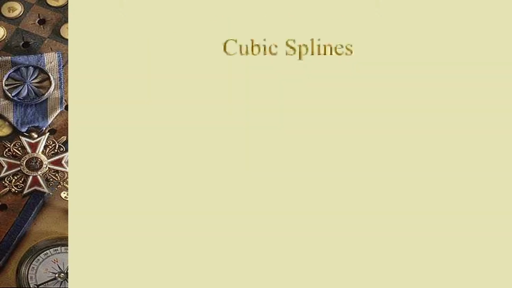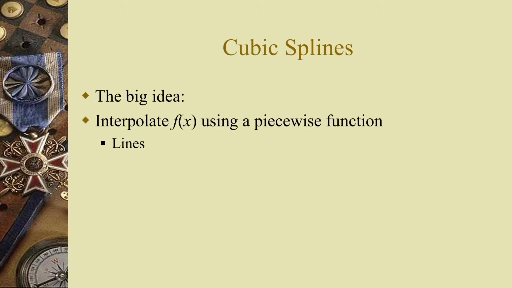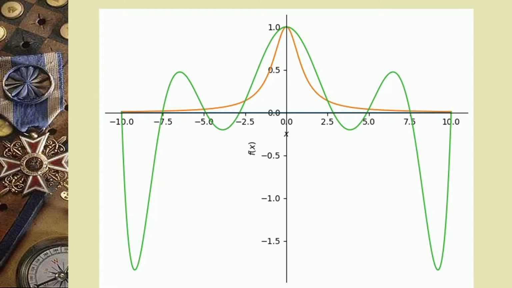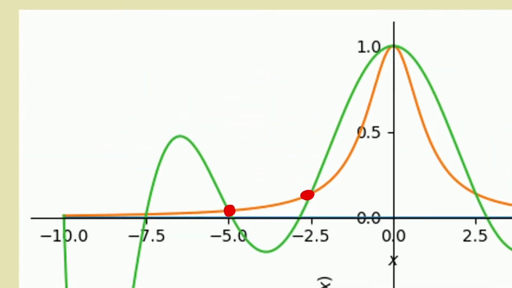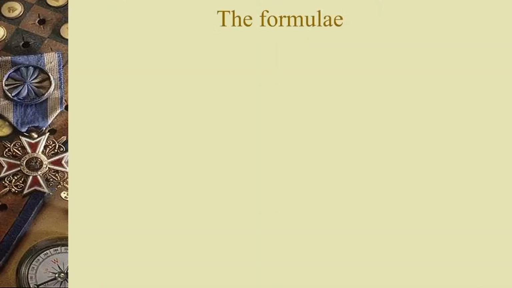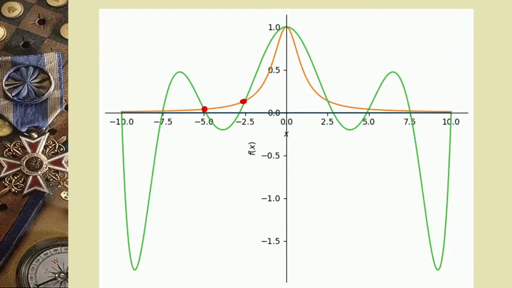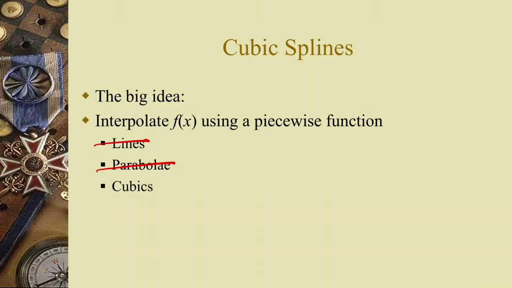So cubic splines, just for a sec, the big idea is that we're going to discard those and just go with cubics. You're going to interpolate a function using a piecewise function instead of trying to do it all at once. The reason is that things are really ugly otherwise. But with a piecewise function, you'd just interpolate between those 2 points, and presumably we'd get a much better picture. So that's the big idea.